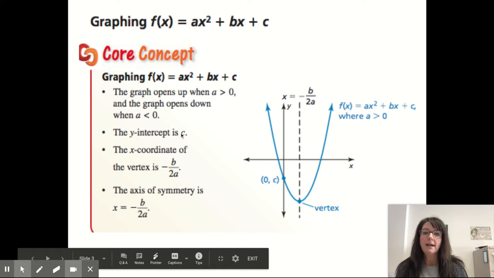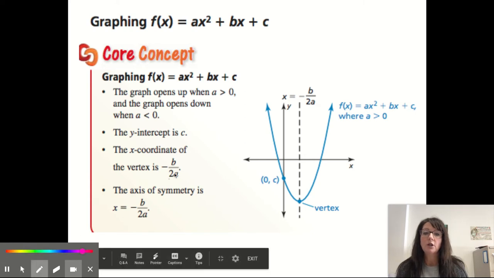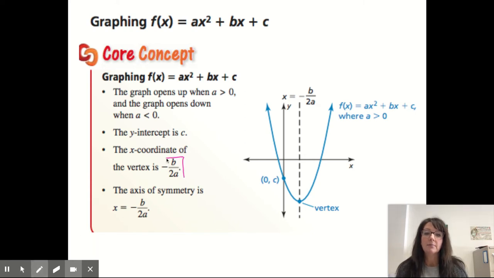All right, the y-intercept is always going to be C. So C is where it's crossing the y-axis. And the x-coordinate of the vertex can be found using this handy formula. You'll find that it's sort of part of the quadratic formula that we'll learn to do later. But right now, x is equal to negative b over 2a. And so here's b, here's a. So you just have to do this little formula. That's going to give you the axis of symmetry, when you say x is equal to that value.